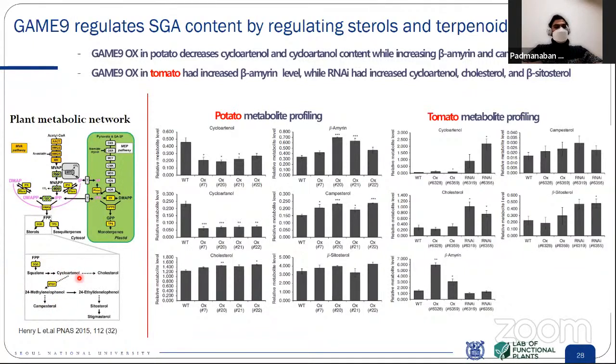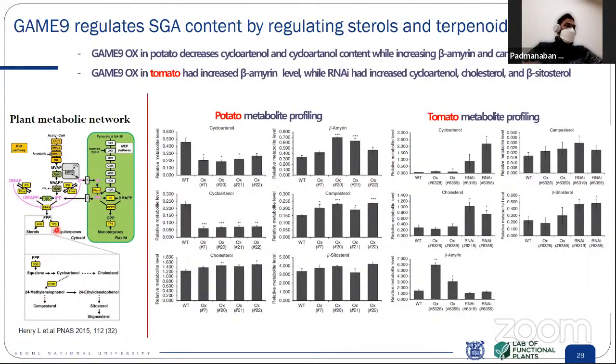Actually, it's not an intermediate compound; it's a precursor compound, cycloethanol, which leads to the production of cholesterol and campesterol, molecules which form the basic plasma membrane structures of the plant. So when they overexpress this particular domain, what is the level of cycloethanol? They find that cycloethanol is not highly overexpressed, but beta-amyrin is produced.